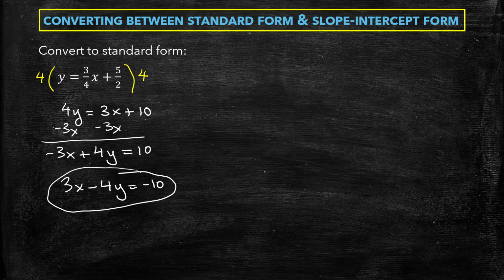Now, you can see, again, no fractions in there. It's a very easy form to work with and manipulate. But sometimes you just want to convert to slope-intercept form for easy graphing. That would be one of the purposes.